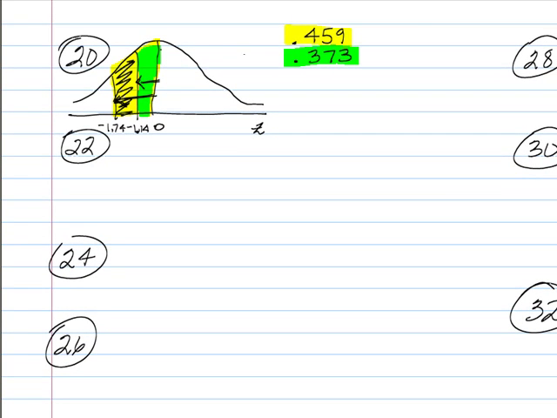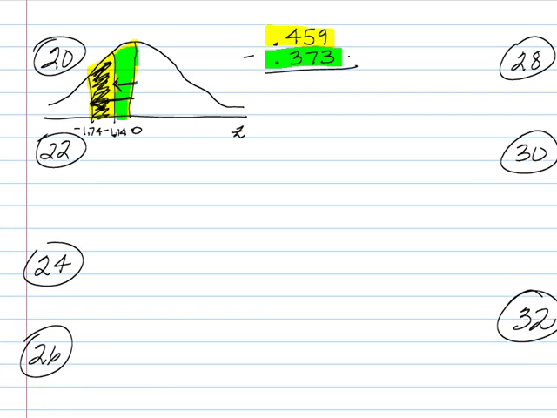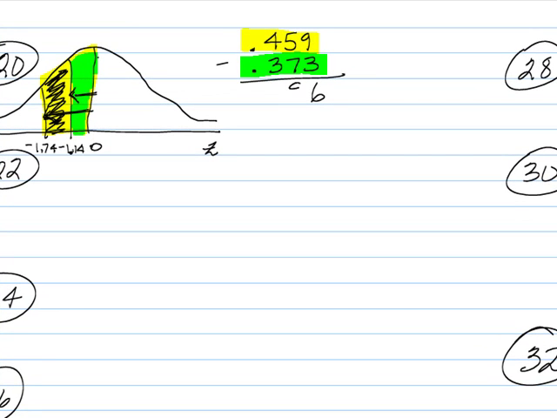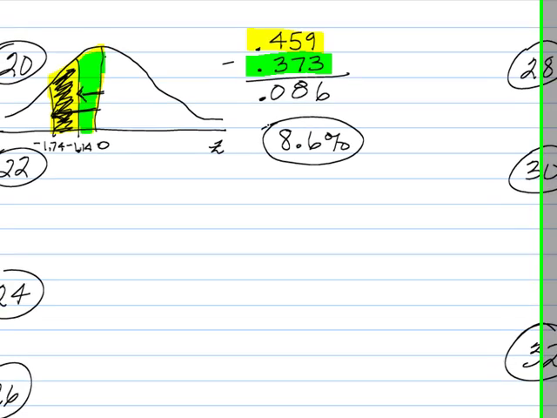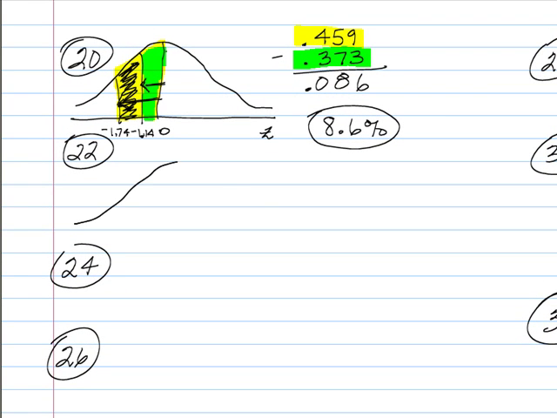Okay, so what we want to do is we want this area that I have the black scribble in. So I need to subtract those. The yellow area minus the green area will give us the scribble area. So we're going to get a 0.086. Alright, and I believe they told us to give it as a percent. So 0.086 would be 8.6%. So I think it's very important with these, again, to draw the picture, so it tells you whether you're subtracting or you're adding or you're just looking up the number.